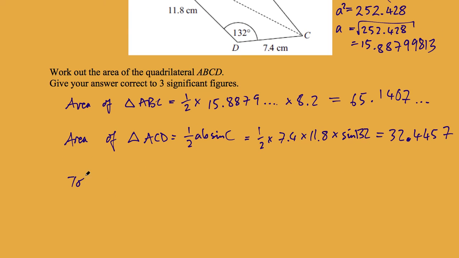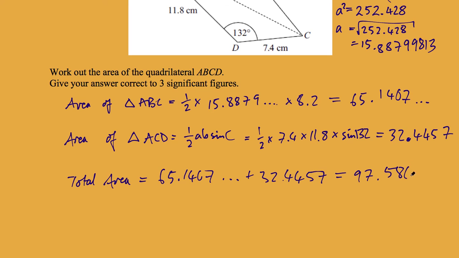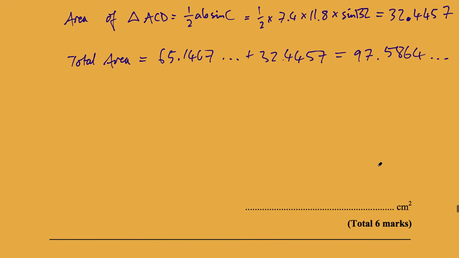Total area 65.1407, etc., plus 32.4457, which is 97.5864, etc. I need to give my answer correct to three significant figures, so just the first three digits that count. And of course I have to round that 5 up to a 6, so 97.6 centimeters squared.